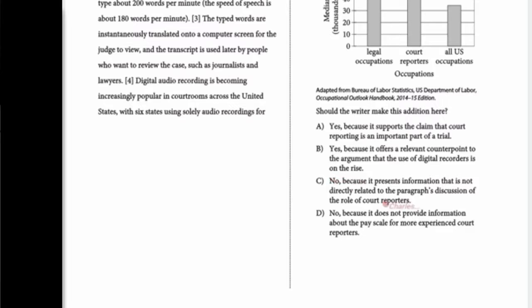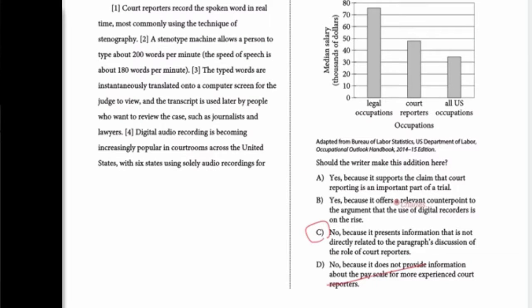And not because it does not provide information about the pay scale. It does. The graph does provide the pay scale. It's no because it presents information, the pay scale, that is not directly related to the paragraph's discussion of the role of court reporters. Right, they're important. So it's not directly relevant. Okay, so yes, yes, no, no's always have typically a tricky wrong answer.